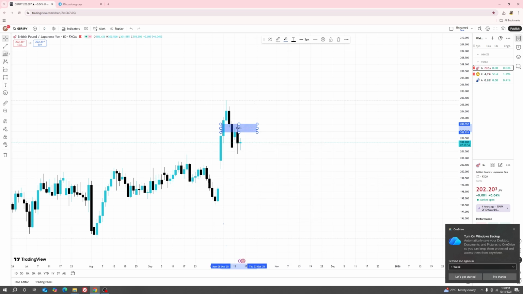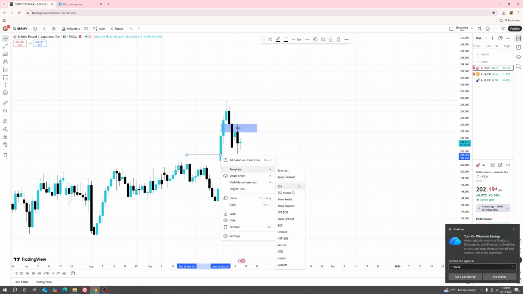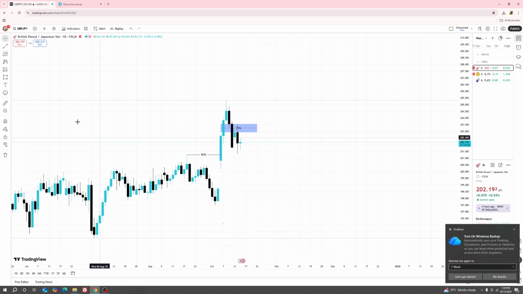You can also see that this is a break of structure that price made. And we can see this was the other product of the break of structure.